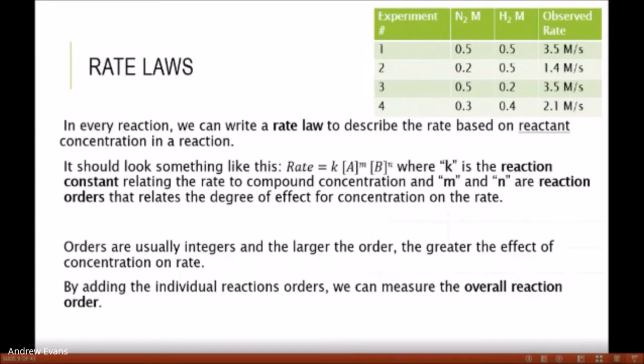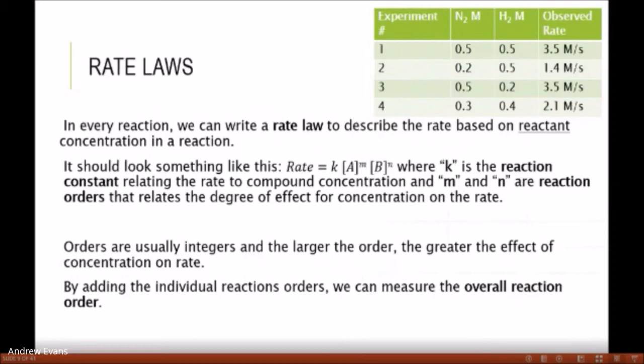Now, this is where it's hard. The reaction orders m and n, and the rate constant k, have no relation to the stoichiometry, well, very little relation to the stoichiometry of the overall chemical equation. If I look at a simple equation of nitrogen plus hydrogen goes to ammonia, the reaction would be 1 nitrogen plus 3 hydrogens go to forming 2 ammonias.